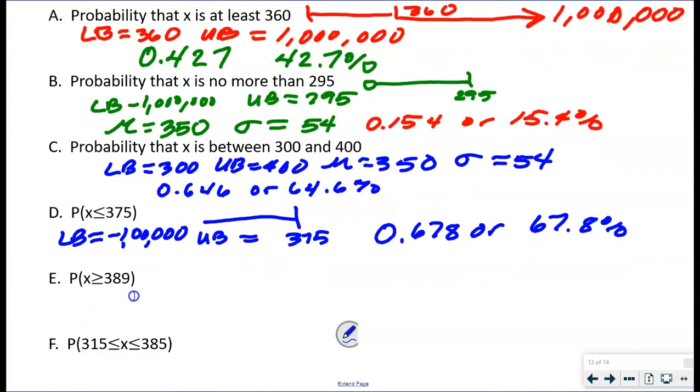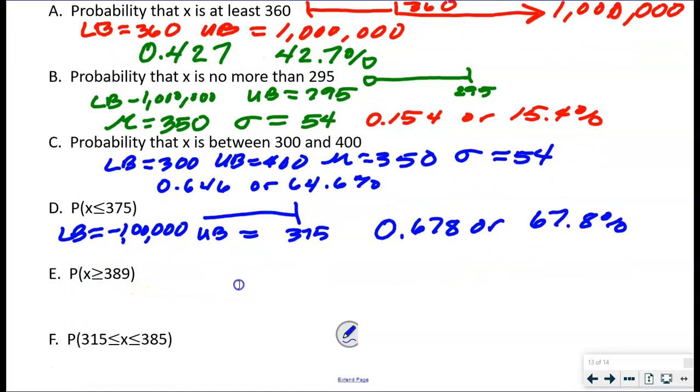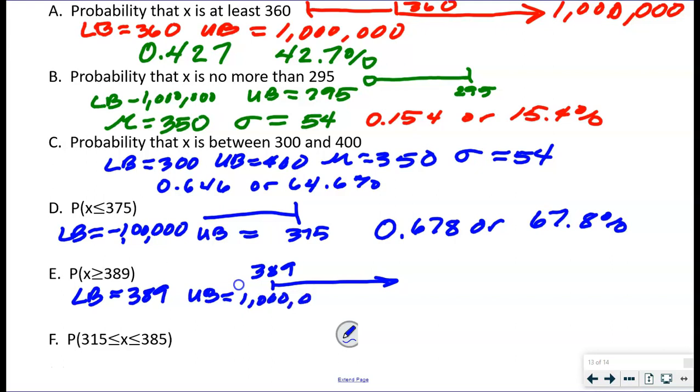All right, so this next one says that it's going to be greater than. So we got our 389 here, and that's our starting point, and we're going to go that direction, right? So this time our lower bound is going to be the 389, and our upper bound is going to be 1,000,000. Again, remember, we're doing the million instead of infinity because it's easier to put in the calculator. Mu and standard deviation are the same. So this time, this answer is going to be 0.235, or, remember, we're moving the decimal place 2 places to the right, 23.5%, which means you could multiply it by 100, guys, okay?